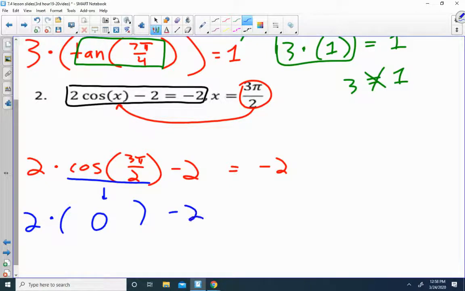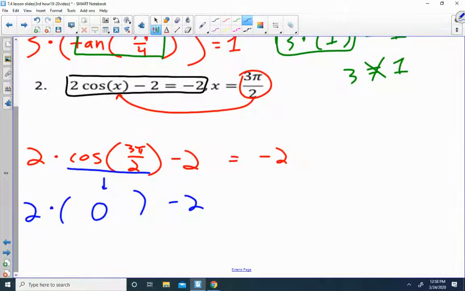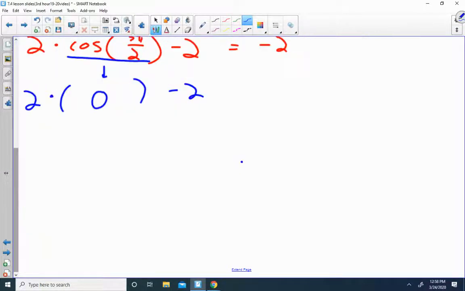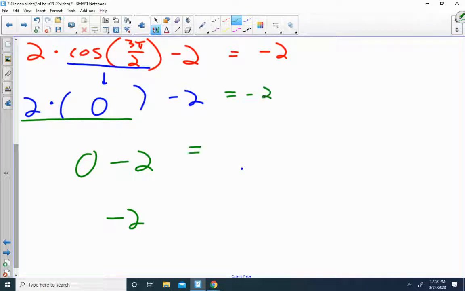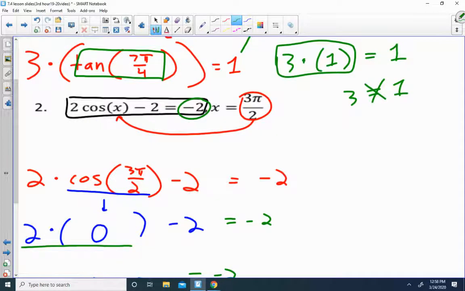That's nice. Give me a sec. Going to make some more space here. Okay, so that becomes 0. Now we just have to simplify from here. 2 times 0 will give you 0. And then 0 minus 2 will end up giving you -2, which, of course, is exactly what we wanted. We wanted it to become -2, just like it says right here. Thus, 3 pi over 2 worked. So then you can say, yes, this function is a solution.